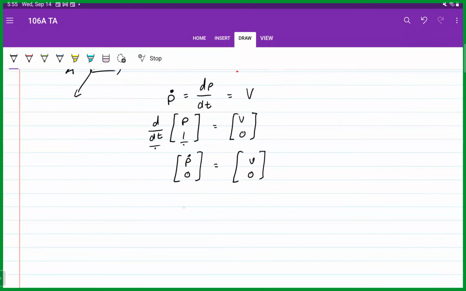Okay, so let me just rewrite this out, the actual vectors. P bar dot equals v bar. Great. So now what I want to do is write this whole thing out as a map.